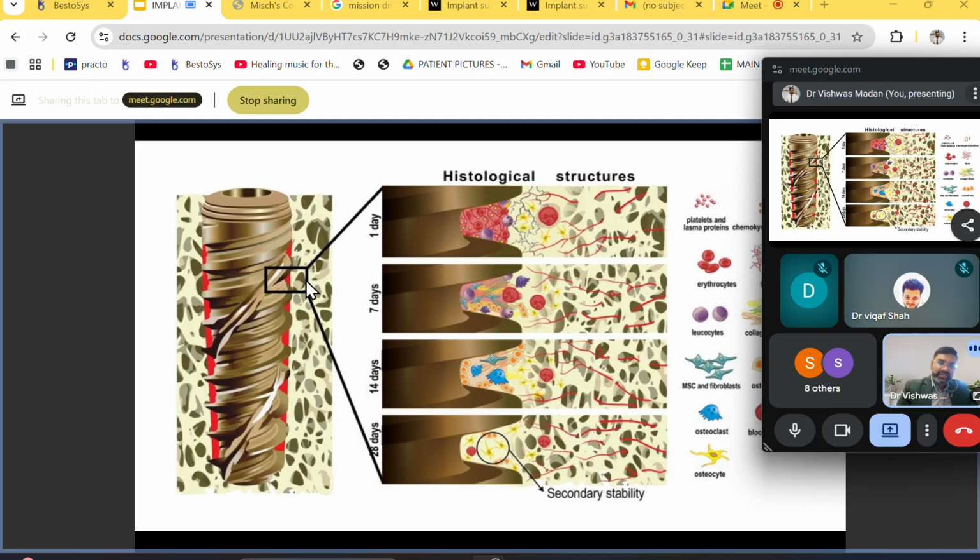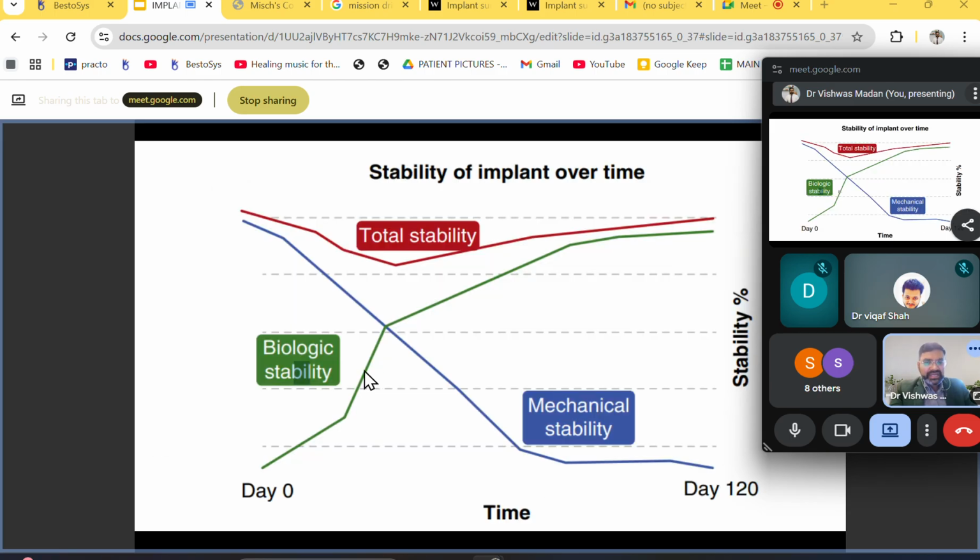The osteoclasts will come, they will resorb one layer of the bone. Then on the 21st day, 25th day, the osteoblasts will come and they will start depositing more bone. And at about 1.5 to 2 months, more and more bone will start forming. After dissolving the initial layer of bone, more bone will form, and you will get more biological stability at the 2 month or 3 month mark.